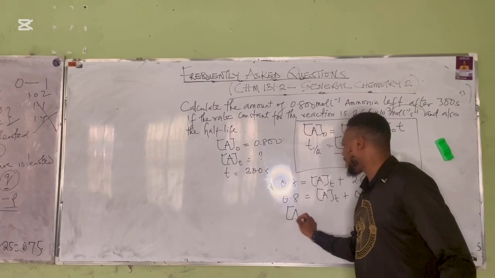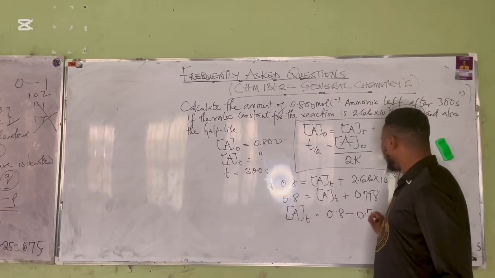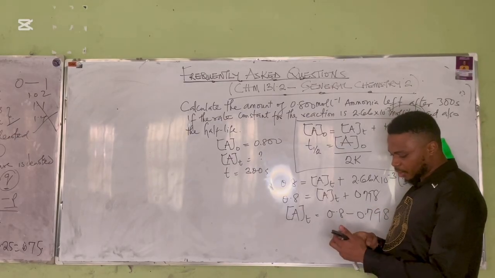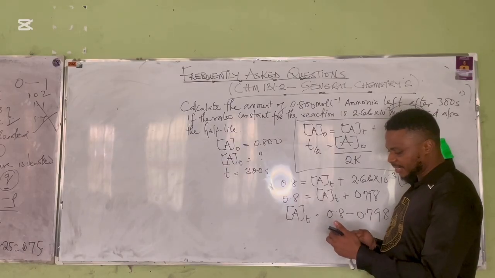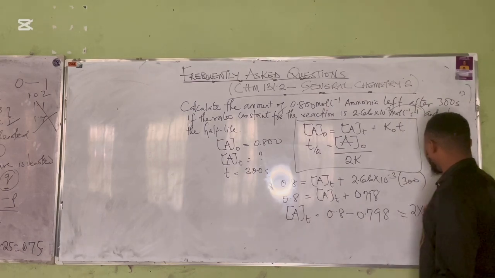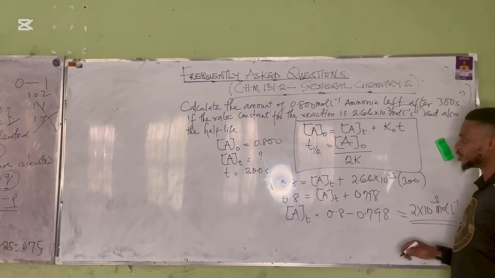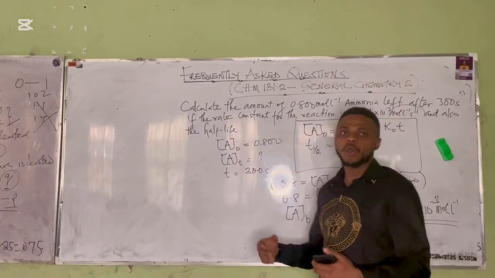This will give us 0.798. So it means that our final concentration will be equal to 0.8 minus 0.798, which will give us 2 times 10 raised to the power of minus 3 mole per liter. This is for concentration. Either you write mole per dm cube, mole per liter, or just molar.